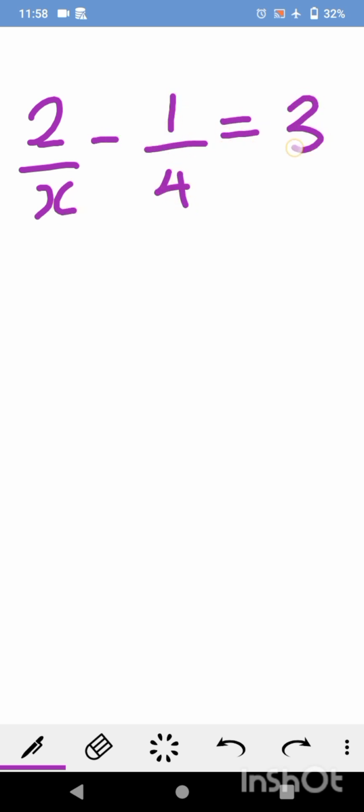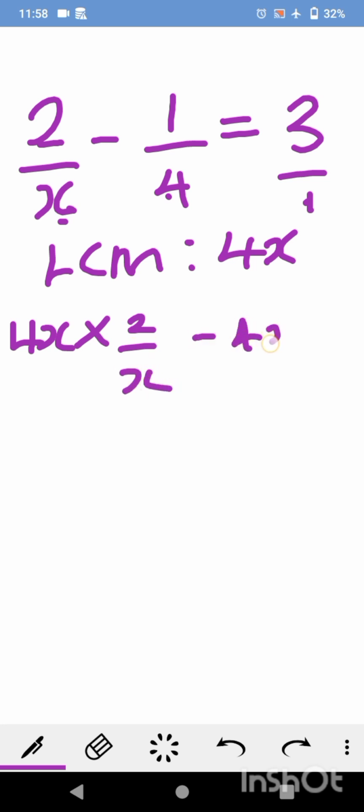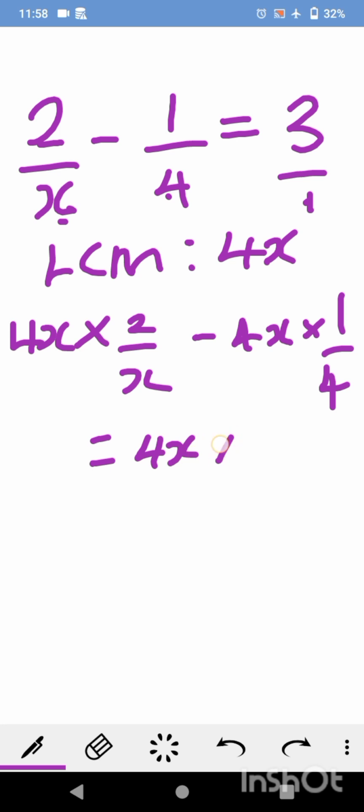Alright, let's learn how to solve this algebraic fraction. So we identify the denominators and multiply through by the LCM. The LCM of x, 4 and 1 is 4x. So we use that 4x and multiply each term. Minus 4x times 1 over 4, and this is equal to 4x times 3. So the x will go into x. We're left with 4. 4 times 2 will give us 8.